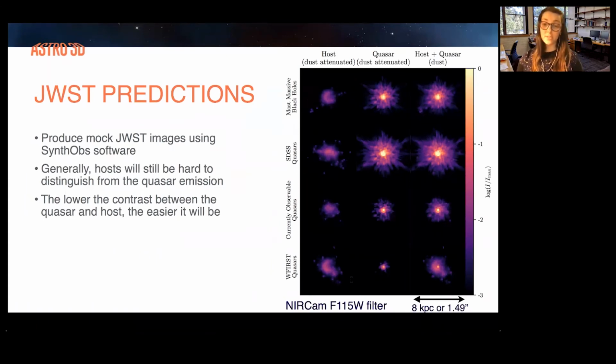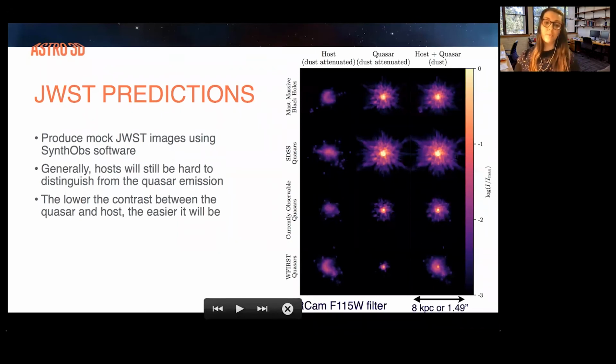So each of the different rows is just a different sample system. And then on the left, we've got what you'd see if you just imaged the host galaxy, if the quasar wasn't in the object at all. The middle panel is just the quasar itself. And on the right, we have the host and the quasar combined. And so what you may be able to see is that these objects, the combined images really just look like the PSF of the quasar, particularly for these two.